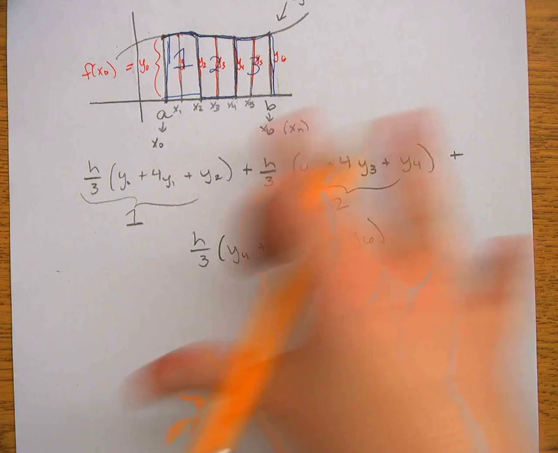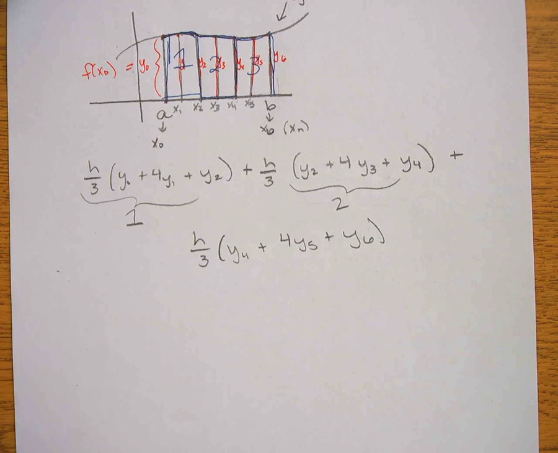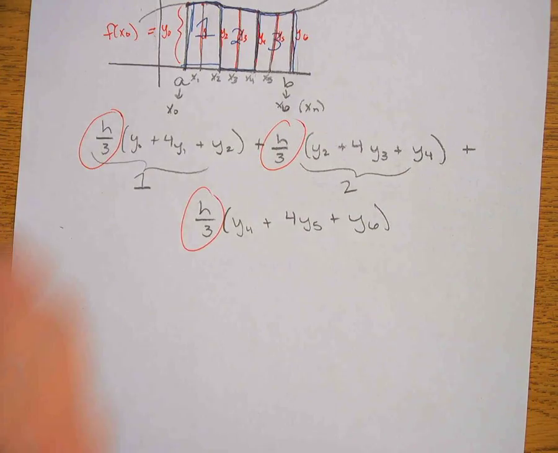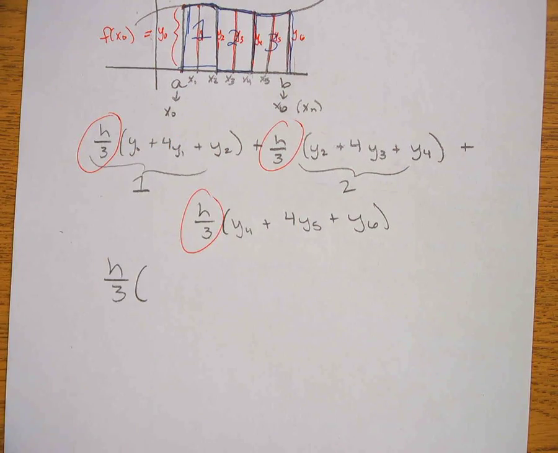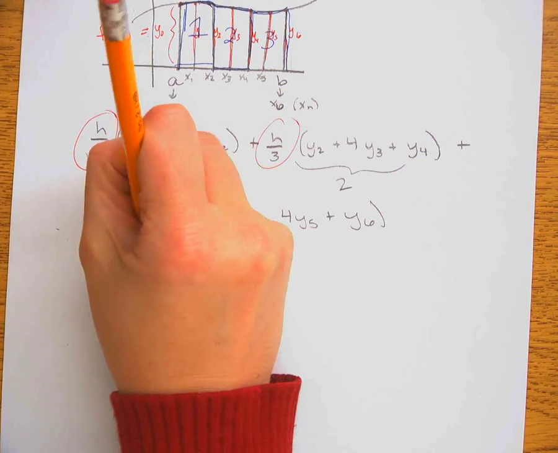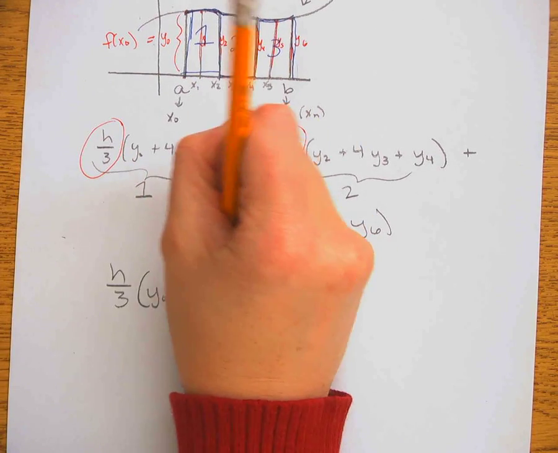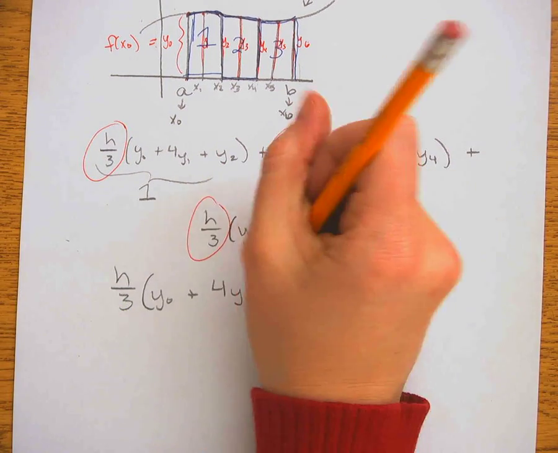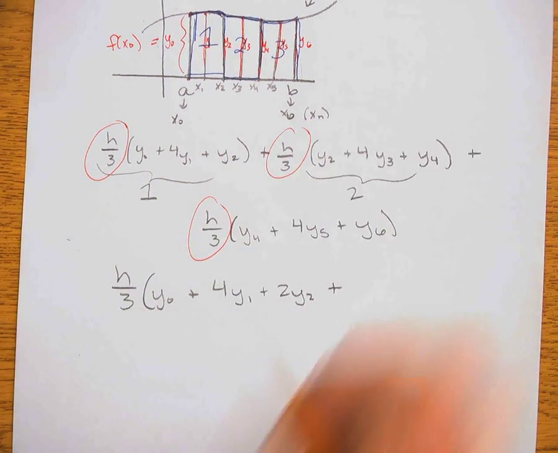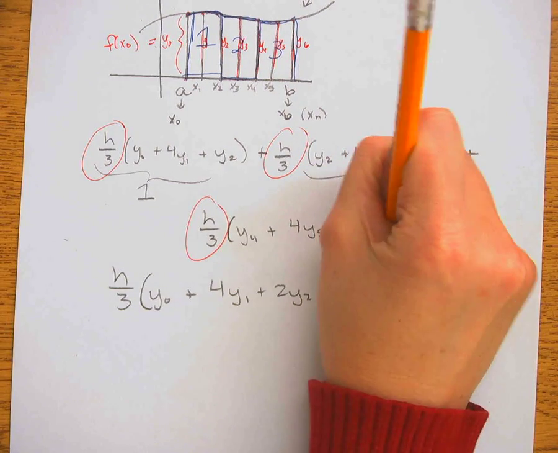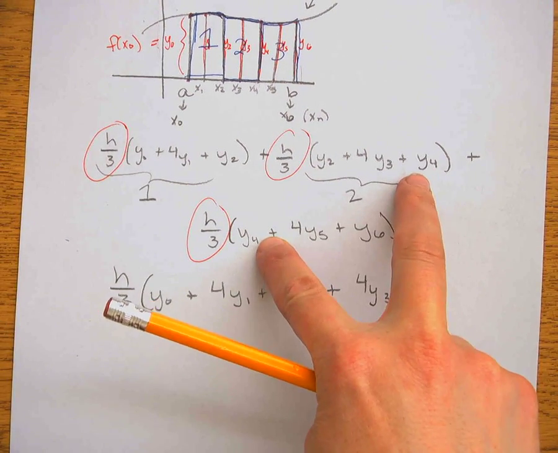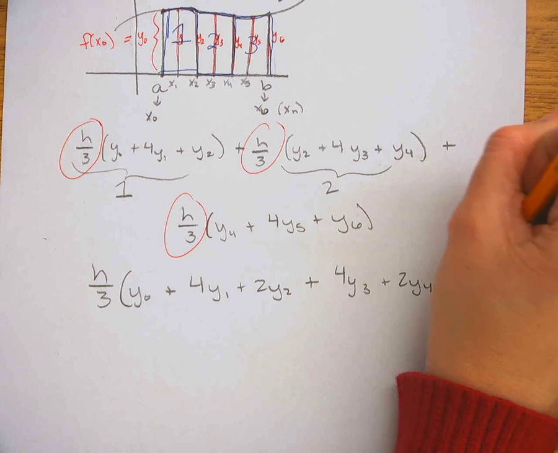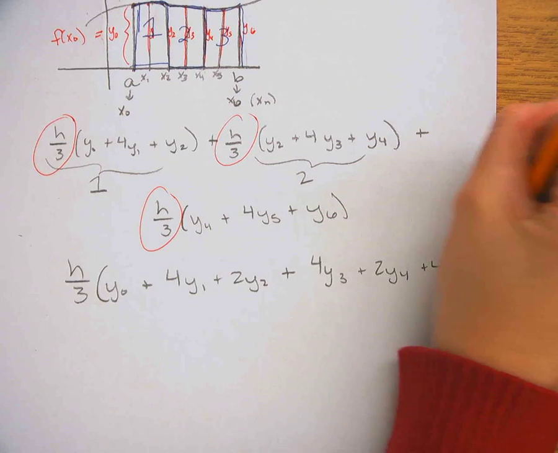And if I added this all together and combined all my like terms, first thing I notice is I could go ahead again and factor out the h over 3. Each one of those had that in common. I have 1 y0, 4 y1s, and 2 y2s. And then 4 y3s, 2 y4s, 4 y5s, and then just 1 y6.